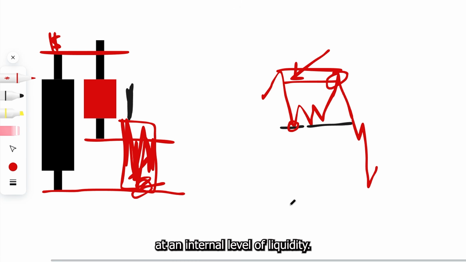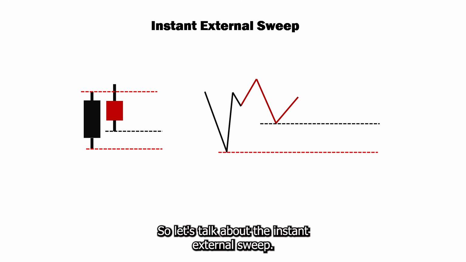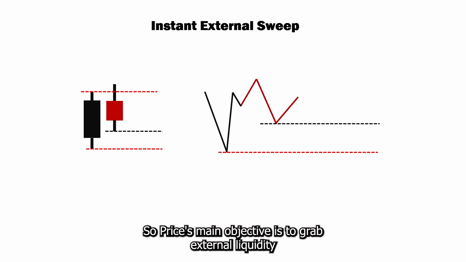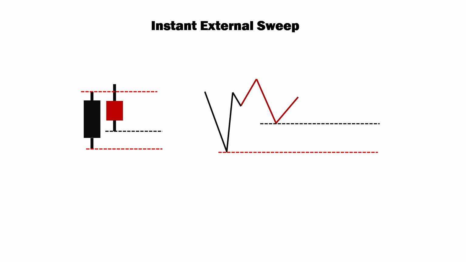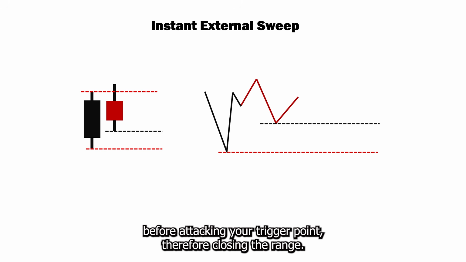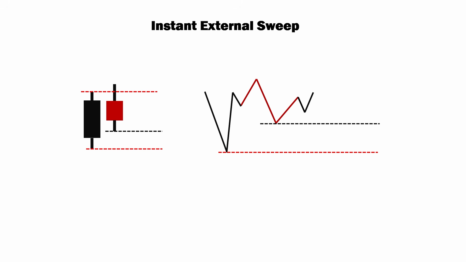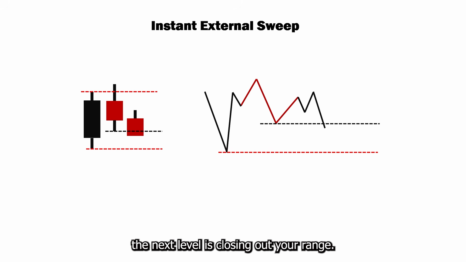So let's talk about the instant external sweep. Price's main objective is to grab external liquidity before attacking your trigger point, therefore closing the range. So as you can see here, price grabs liquidity via a sweep. And how it would look on your macro is price will start off bullish, but quickly the candle will flip and that bullish movement will end up as a wick. So now when price approaches your trigger point, the next level is closing out your range. So that will be your target.